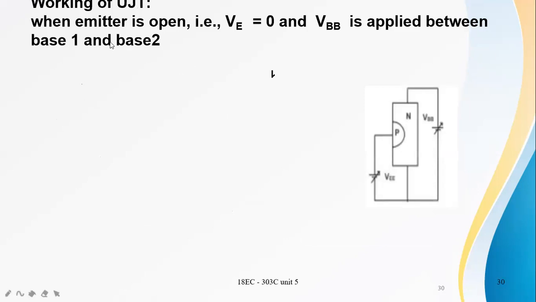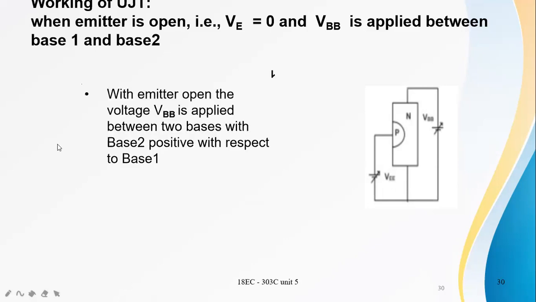Now we'll see the working of UJT. This is the UJT: base 2, base 1, and emitter. A lightly doped N-type bar with a heavily doped P-type bar. When the emitter is open, the emitter voltage is 0, and VBB is applied between base 1 and base 2. Base 2 is positive with respect to base 1. See what happens when the emitter voltage is 0.